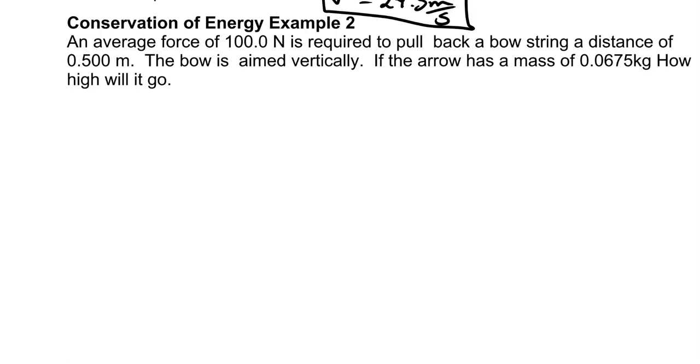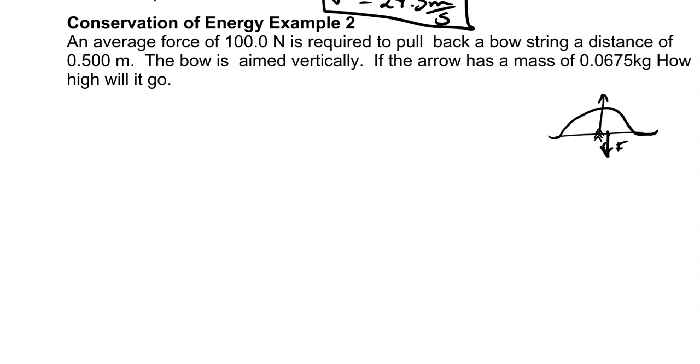Okay. Let's draw a picture of this. So we've got a bow with a string, and we've got an arrow. I know, it's an amazing drawing. That's actually pretty good for me. So an average force is pulling back on an arrow a distance of 0.5 meters. The bow is aimed vertically. If the arrow has a mass, how high will it go?